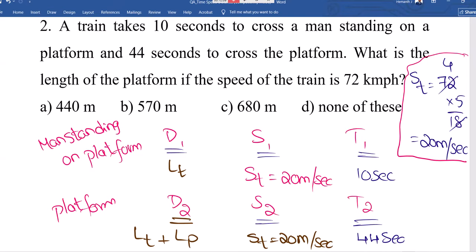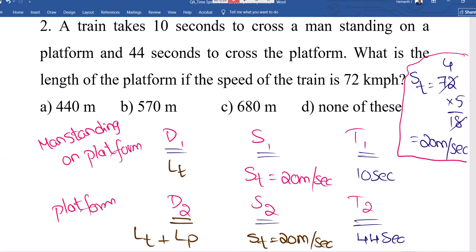Similarly, a man is in train 1. Train 2 crosses him in 10 seconds. It means only the train 2 length. The train 1 length is not required, whichever train the man is in. Only the other train's length we require. So that's how we understand the situation.